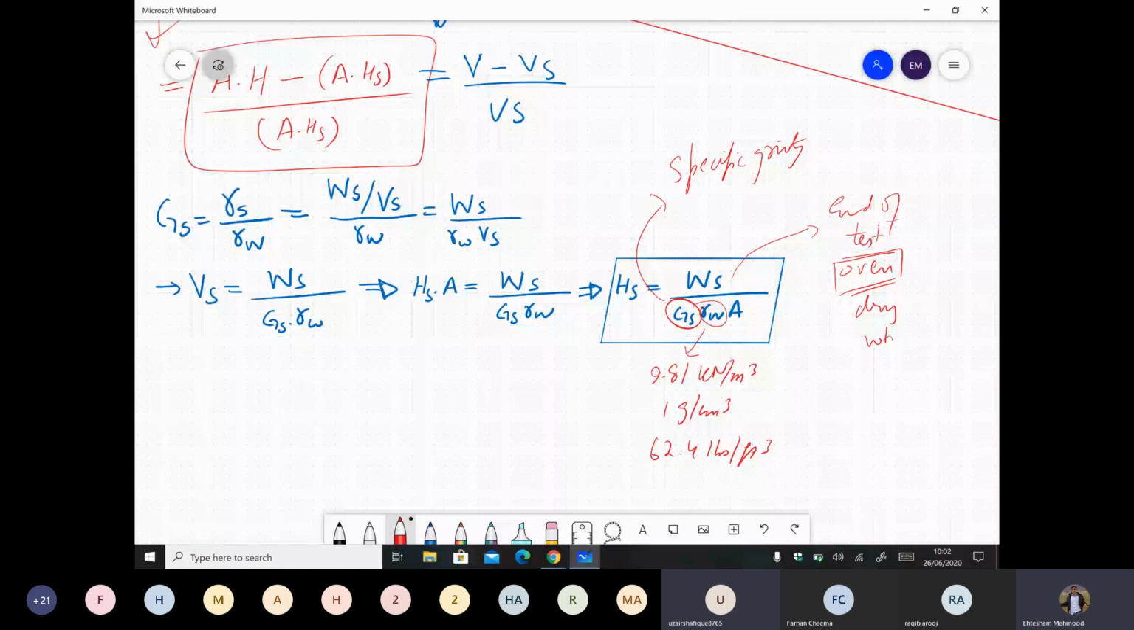It is the area of the consolidation ring, the internal area.